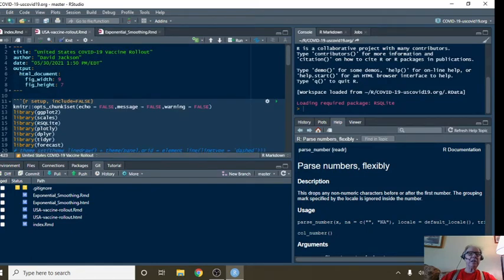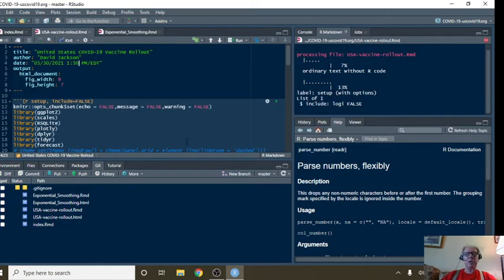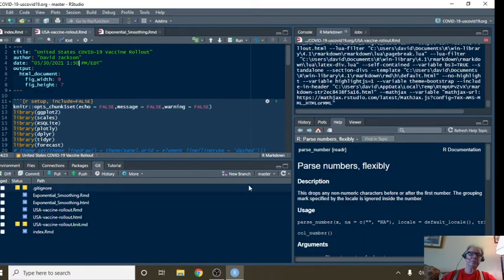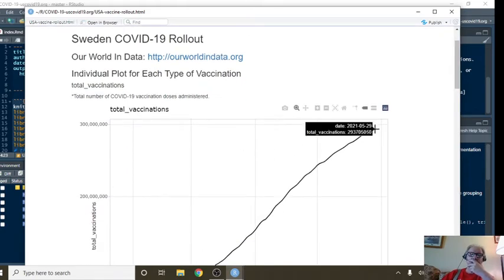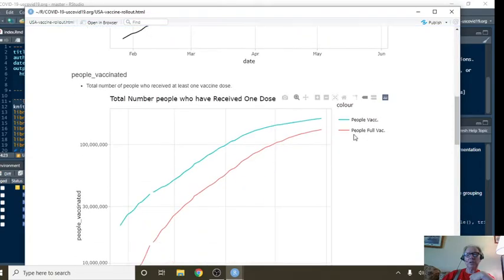Now let's take a look at the COVID-19 vaccine rollout report. So the total dosage is 293 million doses, if this is correct, we'll have to wait and see. So this is 293 or 294 million doses, total doses.